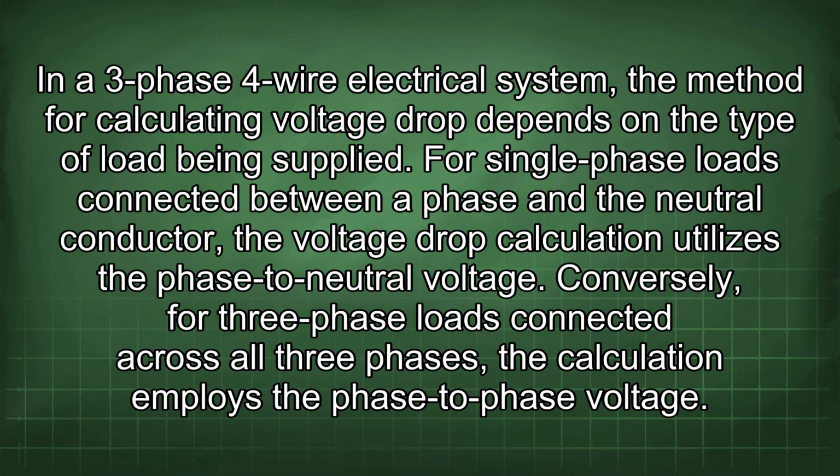In a three-phase four-wire electrical system, the method for calculating voltage drop depends on the type of load being supplied. For single-phase loads connected between a phase and the neutral conductor, the voltage drop calculation utilizes the phase-to-neutral voltage. Conversely, for three-phase loads connected across all three phases, the calculation employs the phase-to-phase voltage.